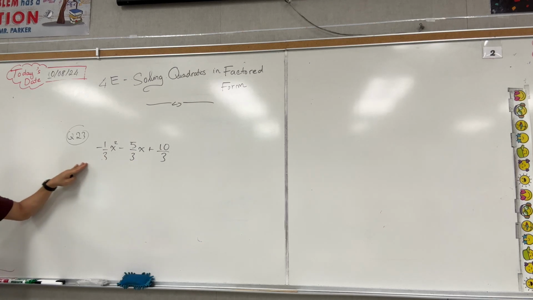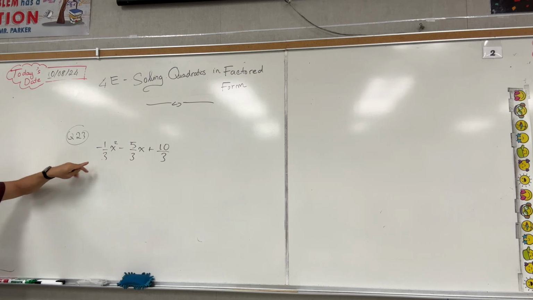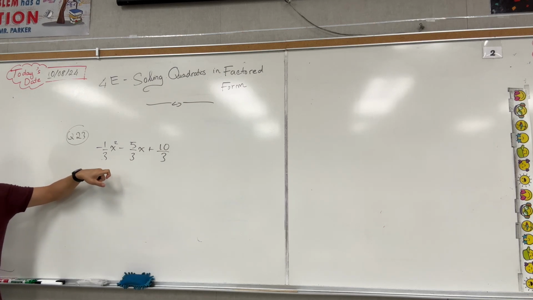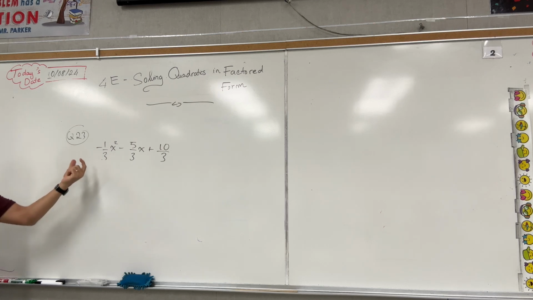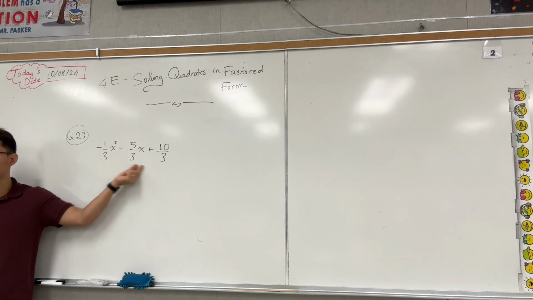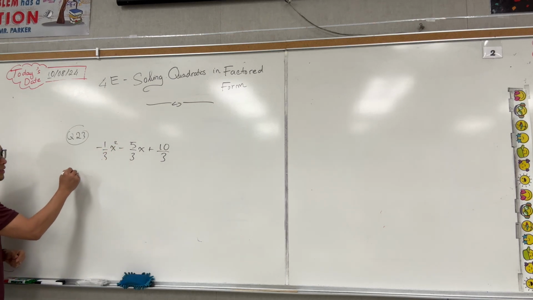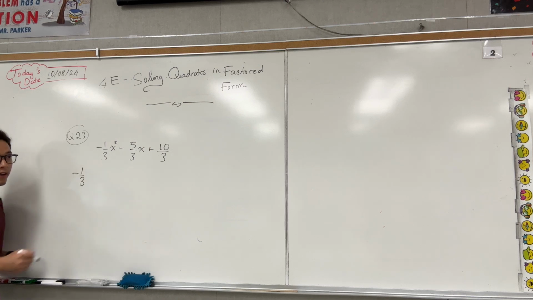Okay. What is the greatest common factor, the GCD, for these numbers? So look at the denominator. Do they have the same denominator? Yeah. So then you just look at the top. Okay, so it's negative 1/3. It is correct. All right.